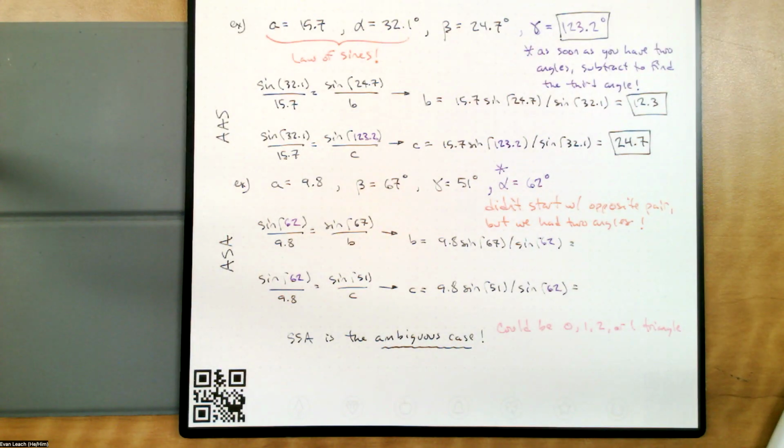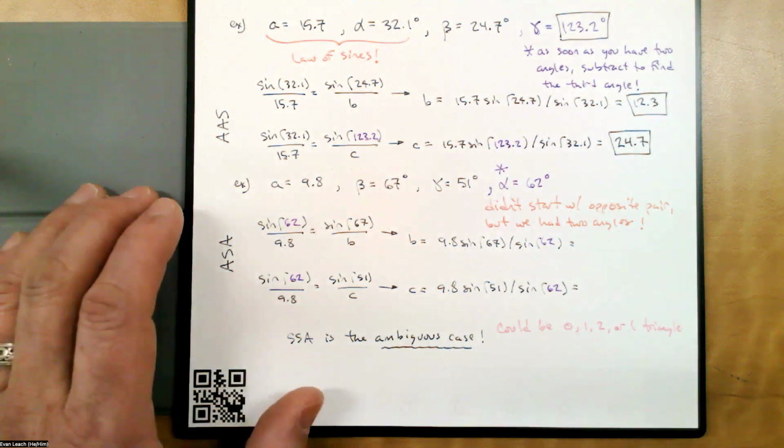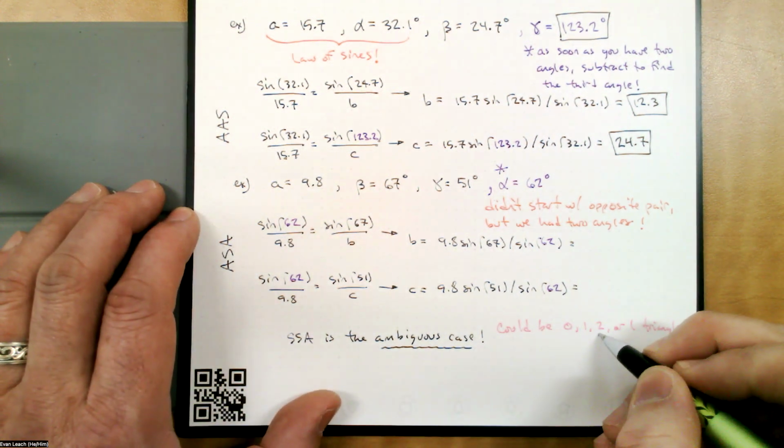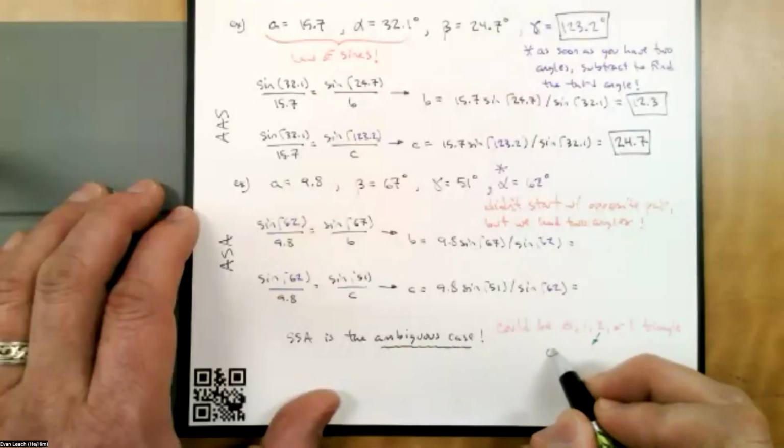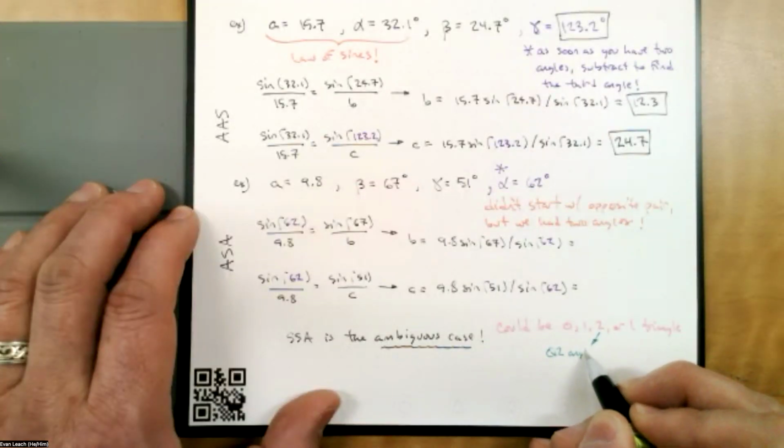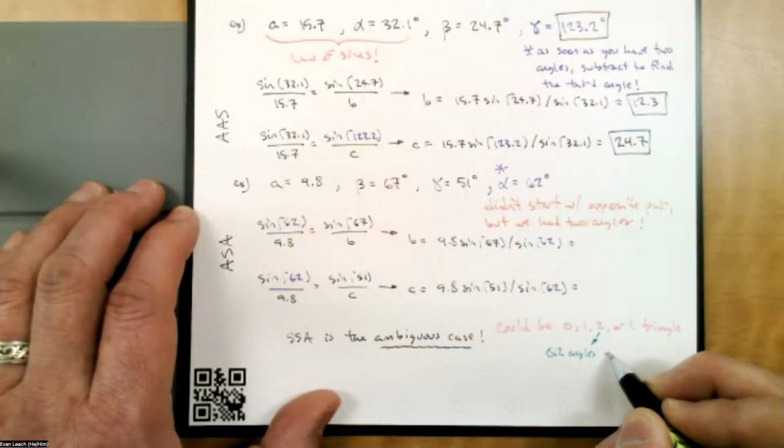The reason that we could end up with two triangles, the reason that this is ambiguous, is that quadrant 2 angles still fit in a triangle. So the reason that this ambiguous case happens is that quadrant 2 angles will fit in a triangle.